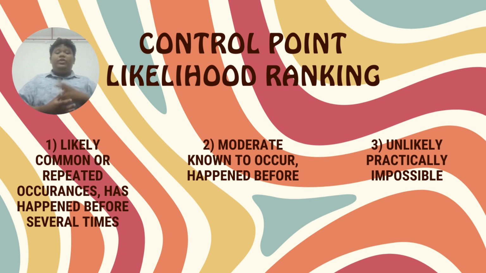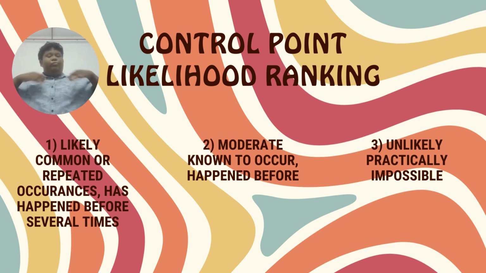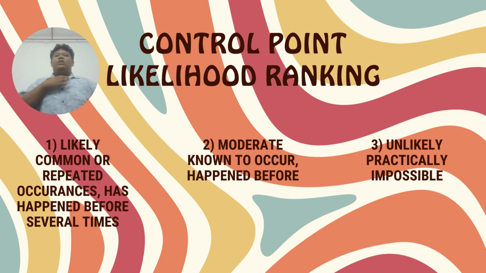The second is moderate. Moderate is known to have happened before. For example, if likely is five times per week, maybe moderate is two times per week. It may have happened before, but it is not repetitive like likely. Lastly is unlikely, which is practically impossible, meaning impossible to occur. For example, using a brush made from outside.